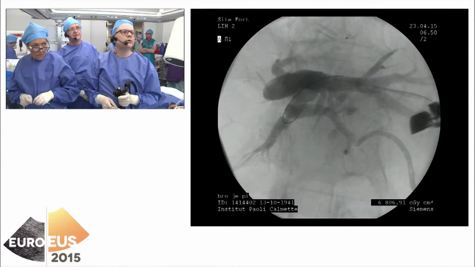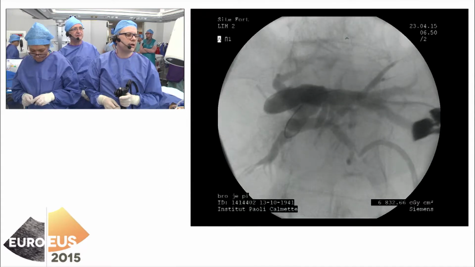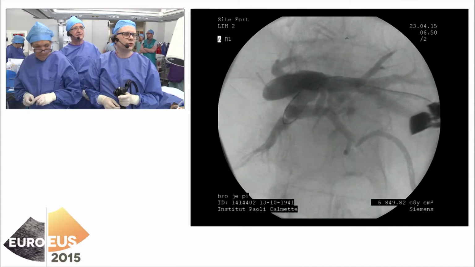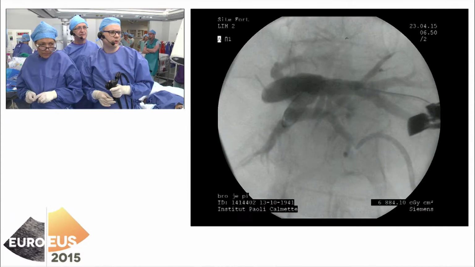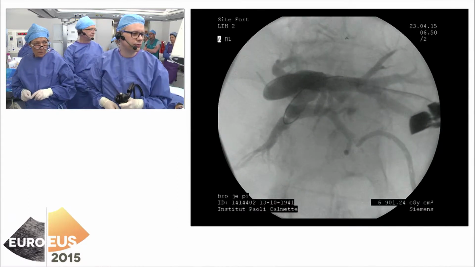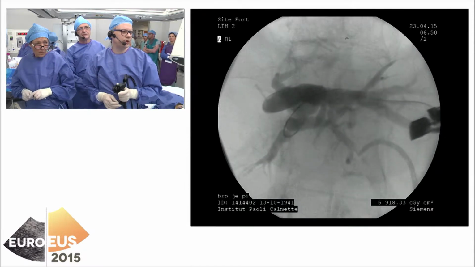And you have to leave inside the fully metallic stent a double pigtail stent, because there is a risk of migration of the stent, of course, because it is fully covered.